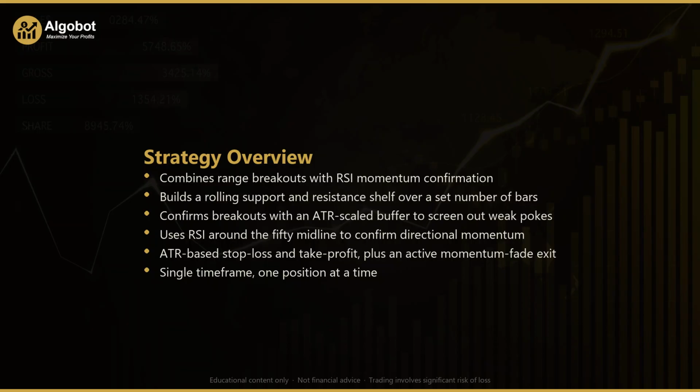currently is. The momentum side of the equation is handled by the Relative Strength Index, with a default period of 14. Rather than using the usual overbought and oversold idea, this strategy measures RSI around its 50 midline. A reading clearly above 50 suggests buyers are in control, while a reading clearly below 50 suggests sellers are. Only when the breakout and the momentum reading point the same way does the EA consider opening a position.